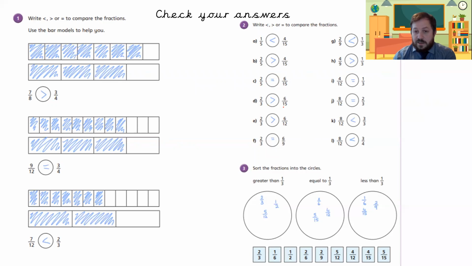3 to 15 is timesing by 5. So I times the top number, 5 times 2 is 10, so bigger than 6. 3 to 12 is timesing by 4. So 2 times by 4 is 8, so the same. 3 to 9 is timesing by 3. 2 times 3 is 6. 6 is the same, so the same.